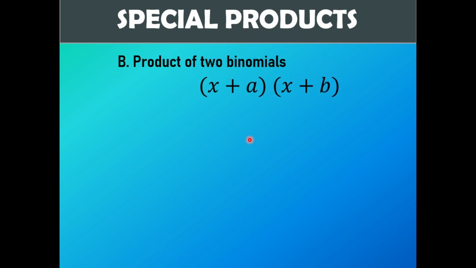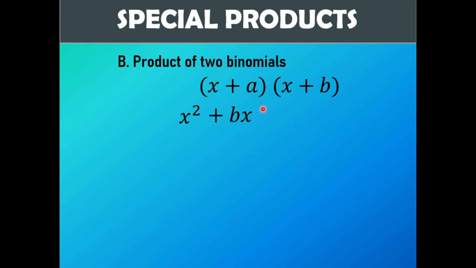So we have here quantity x plus a times quantity x plus b. We can use two different methods here. First is the distributive property, or the FOIL method. Say for example, we will use the FOIL method. F stands for first terms. So x times x is x squared. O stands for outer terms. So we're going to multiply x and b. That will give us bx.